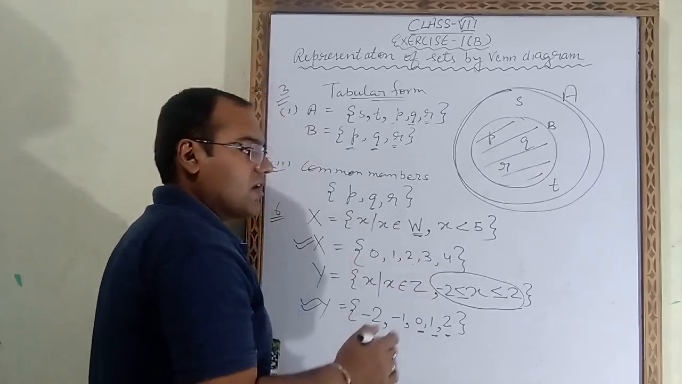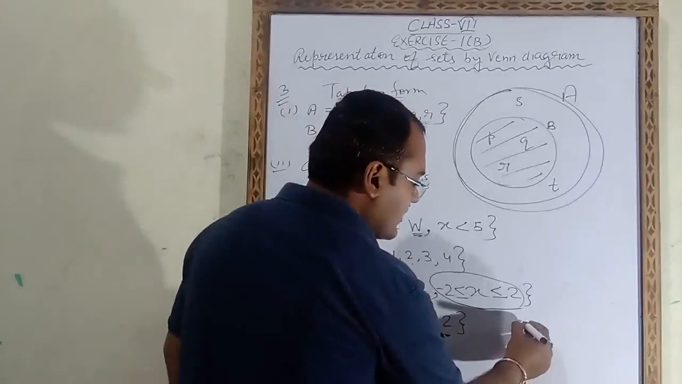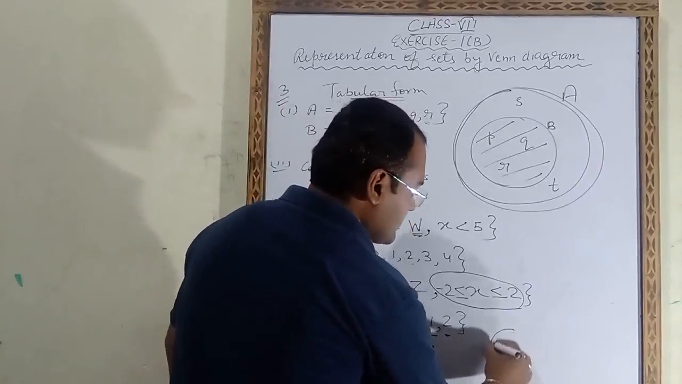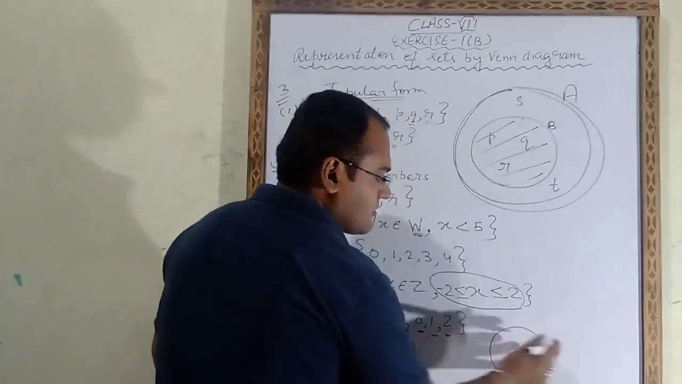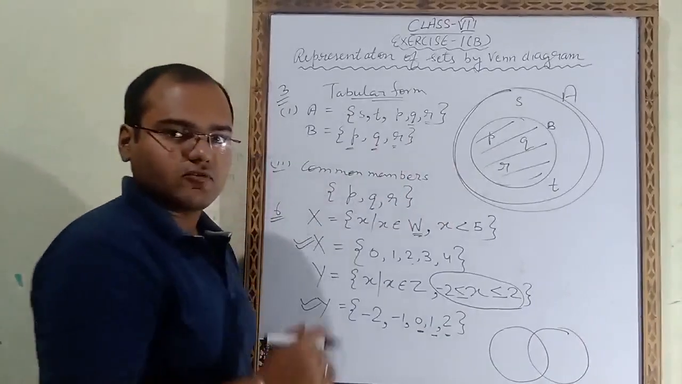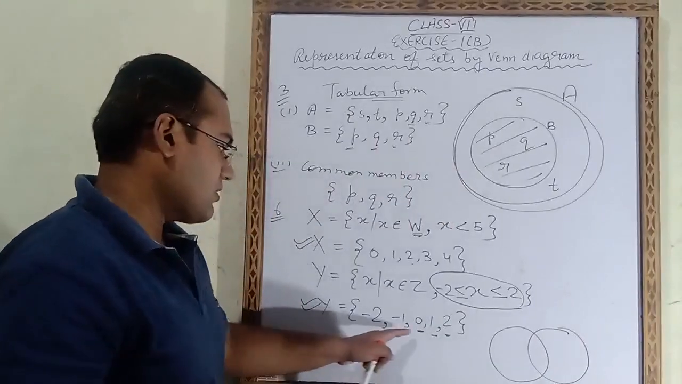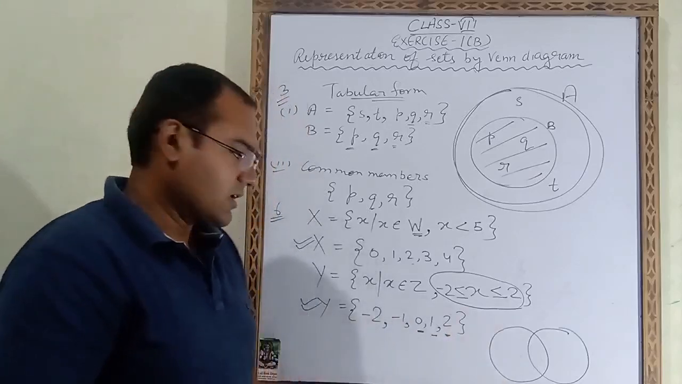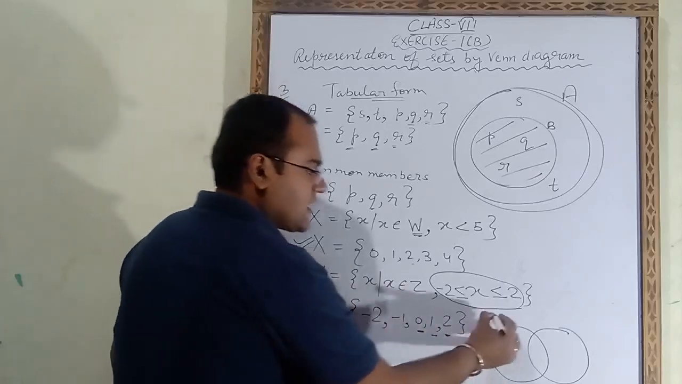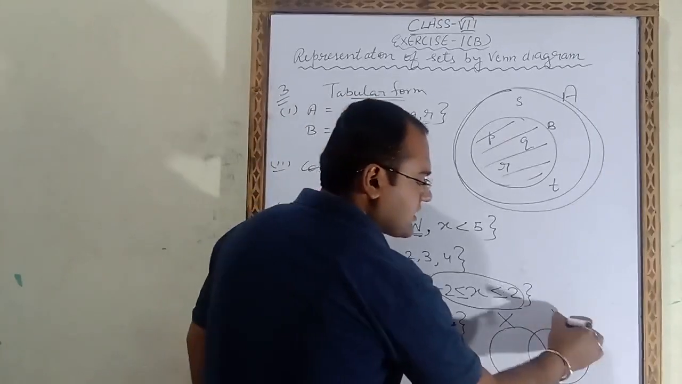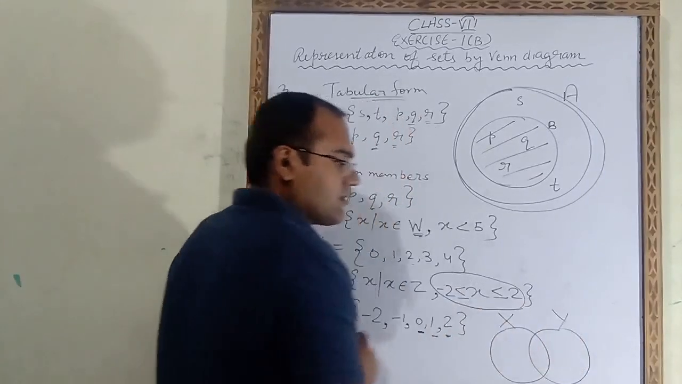That's why, how will we draw the Venn diagram? We will draw the Venn diagram like this. First circle, second circle. Like this we have to draw, because how many members are common? 3 members are common. That's why we have to draw the figure like this. The name of the first set is X, so we have to write here X. The name of the second set is Y, so on the second circle we have to write Y.